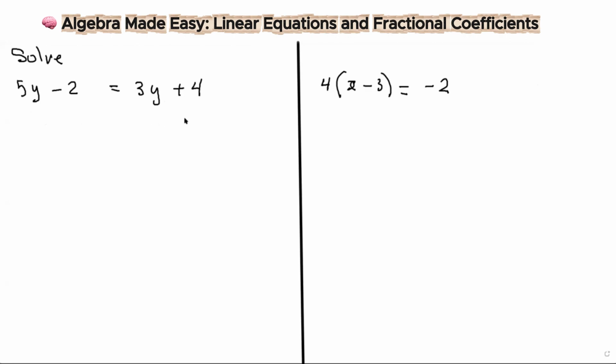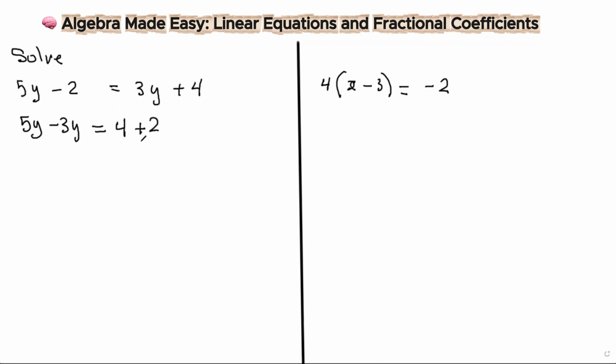We have 5y minus 2 equals 3y plus 4. The way I solve this is I'll move the 3y to the left side and I'll move the negative 2 to the right side. But while I do this, I have to change the sign of anything that moves across the equal sign. So I'll have 5y minus 3y, since the 3y was positive on the right, equals 4 plus 2, so the 2 changes to plus since it's moving to the right side.